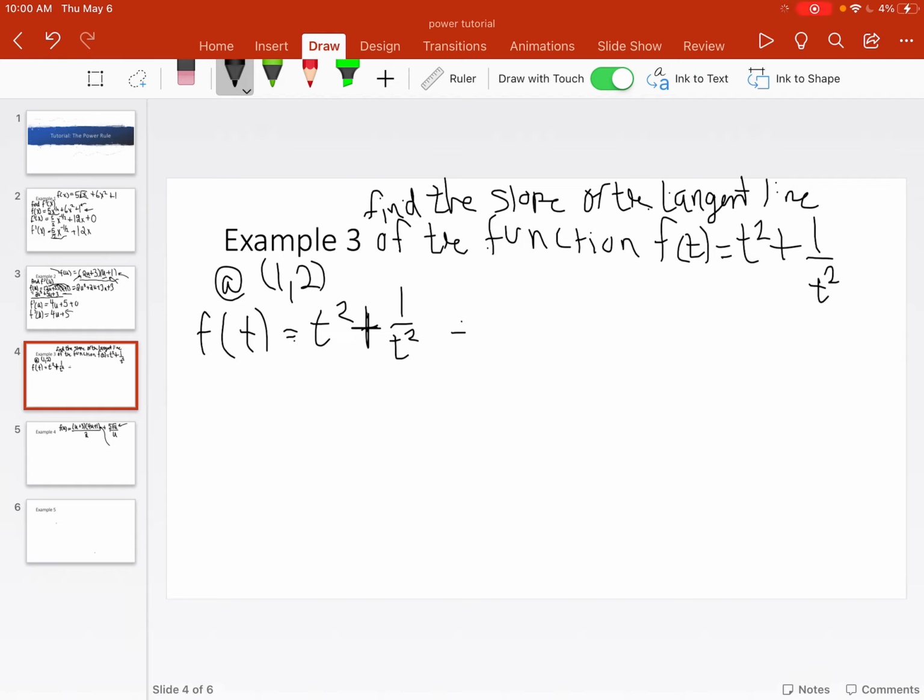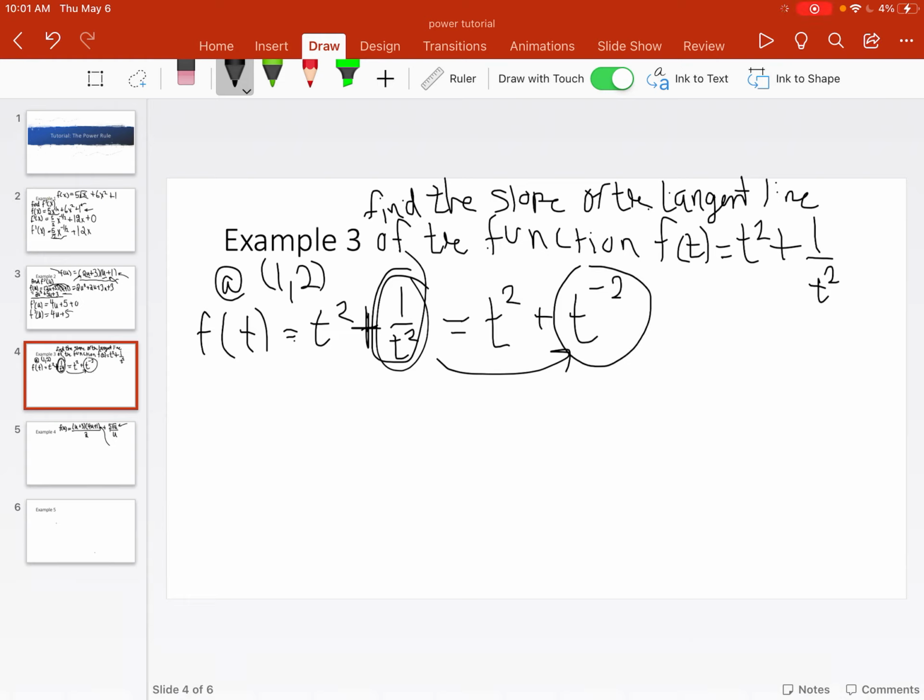So t squared, that's fine. We can use the power rule and take the derivative, but our second term, we can say this is t to the negative 2, because these two are equivalent. If you know your exponents well, you can realize that you can convert this and write it with a negative exponent. So again, you have to have strong pre-calc skills, and you have to be able to make these realizations and connections. Otherwise, you might not be able to answer a question.